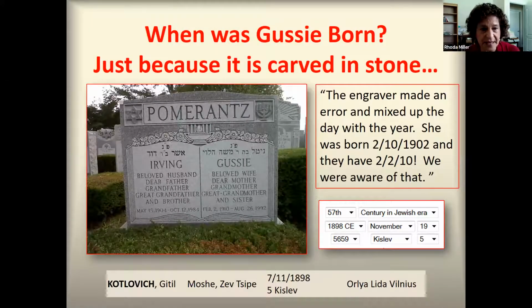Okay, so we say something is true if it's carved in stone, but that is not always true when it comes to a gravestone. So this is my great aunt, Gussie Pomerantz, my grandmother's sister. And according to her granddaughter, that's where the quote is from, the engraver made an error and mixed up the day with the birth year. She was born on February 10th, 1902, and they have February 2nd, 1910, and they were aware of that. Why was it not changed?